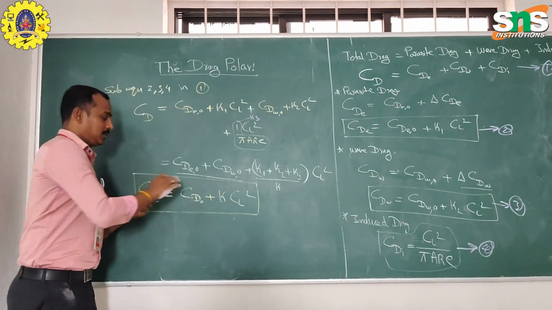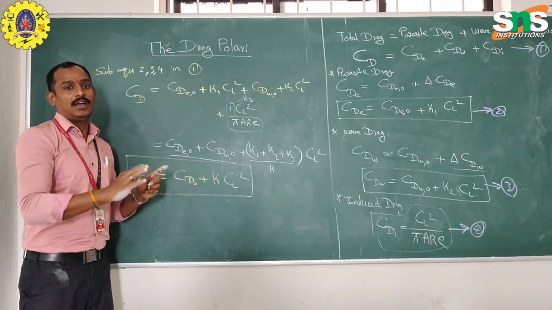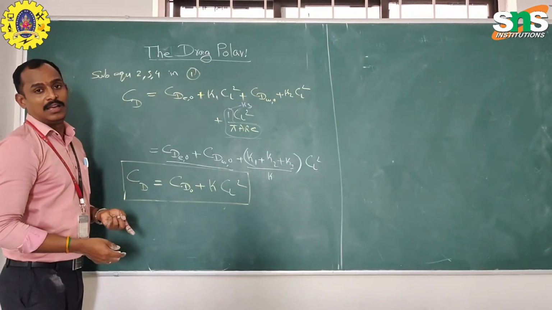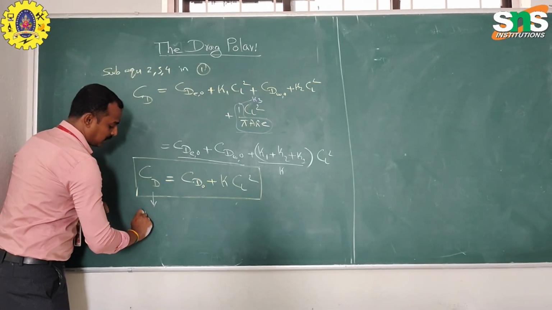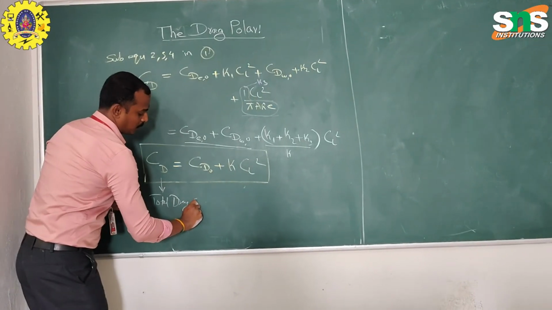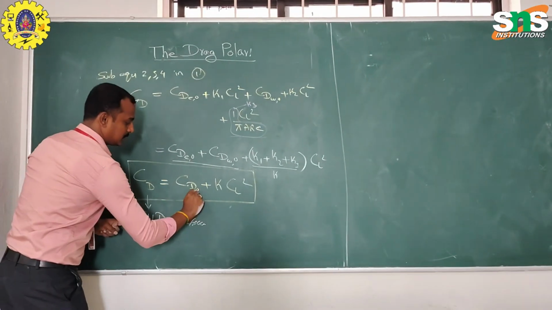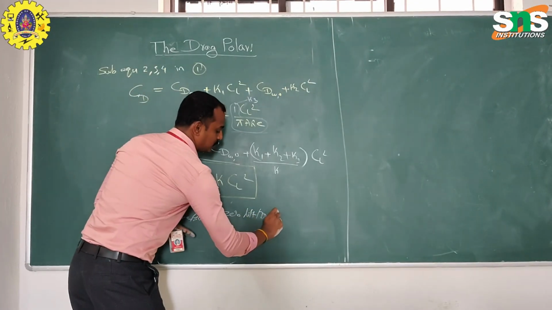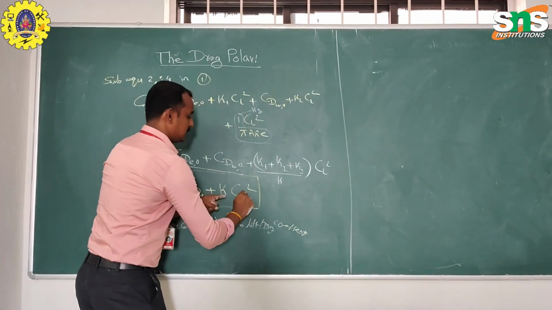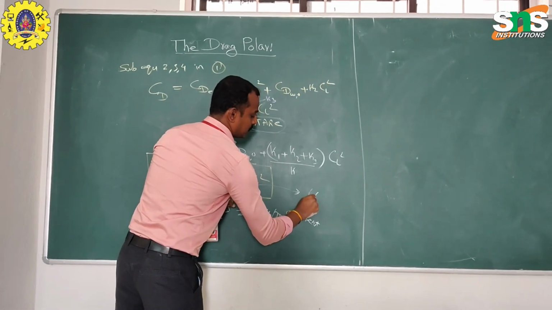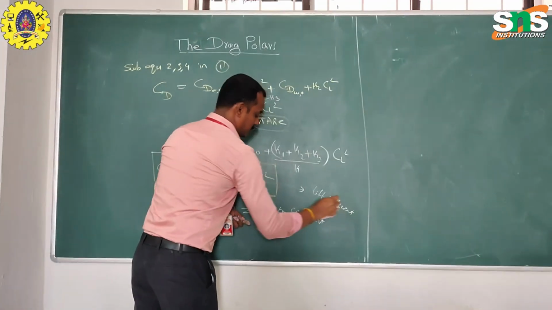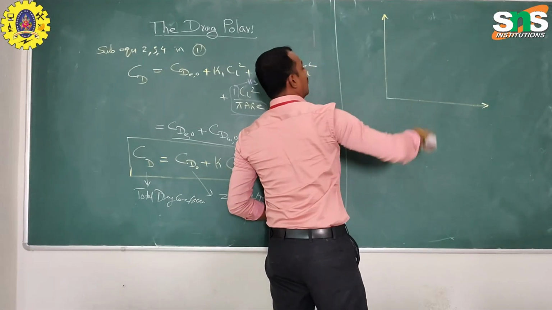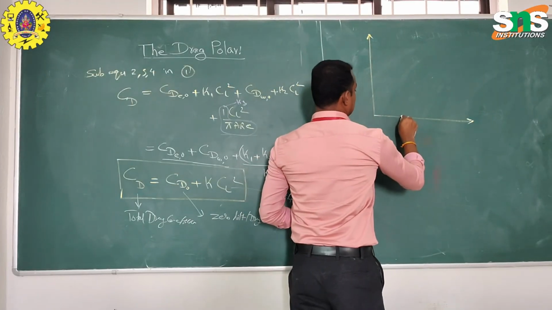Now, as per the drag polar equation, we should draw the graph of the drag polar. Now we have arrived at the equation, and we are going to draw the graph. Here CD is the total drag coefficient, CD naught is the zero lift drag coefficient, and CL is the lift coefficient. Now we are going to plot the graph of the drag polar, CD versus CL.